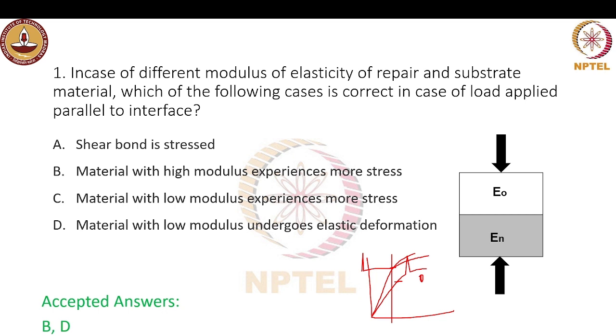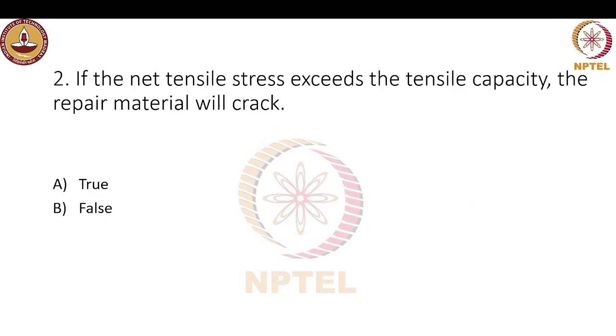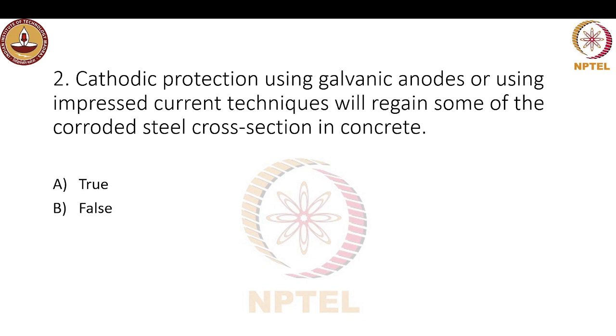Okay. The next question is, if the net tensile stress exceeds the tensile capacity, the repair material will crack. Is it a true statement or a false statement? True, correct. So if the net tensile stress exceeds the tensile capacity of the material, the repair material will crack. I think this is a very simple statement. Everyone is clear with it, right?